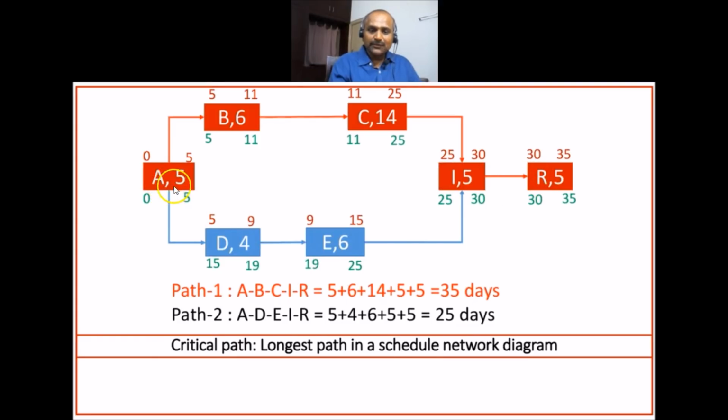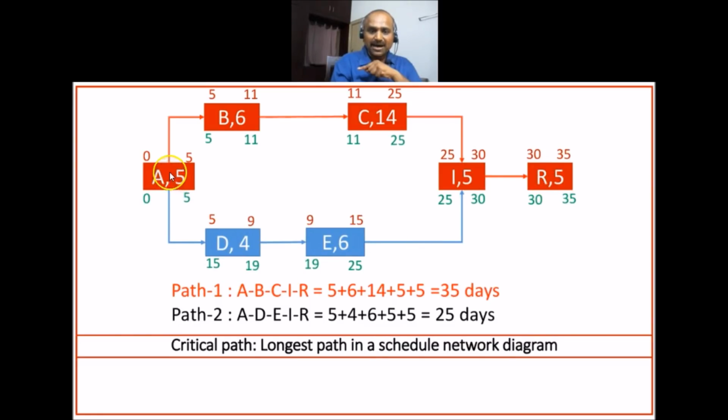So if you take path 1, which is A, B, C, I and R, the network path duration is, we have to add the duration for all the activities in this particular path. So 5 plus 6, 11, 11 plus 14, 25, 25 plus 5, 30, 30 plus 5, 35. Similarly, if you take the other path, which is A, 5 plus 4, 9, 9 plus 6, 15, 15 plus 5, 20, 20 plus 5, 25.